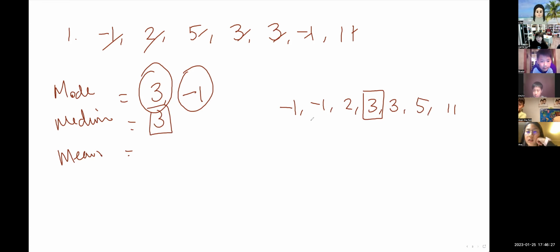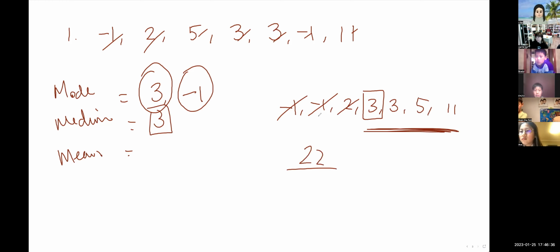Okay, so now I'm going to add them together. -1, -1, and 2, they're gone. So basically just add these 4 numbers. So it's 22 divided by what? 1, 2, 3, 4, 7. So 22 over 7. That is the right answer.